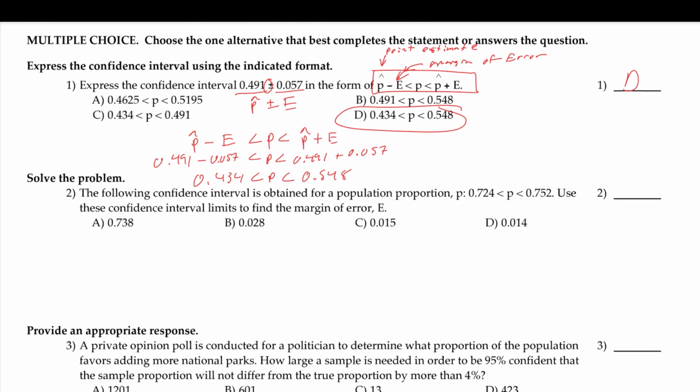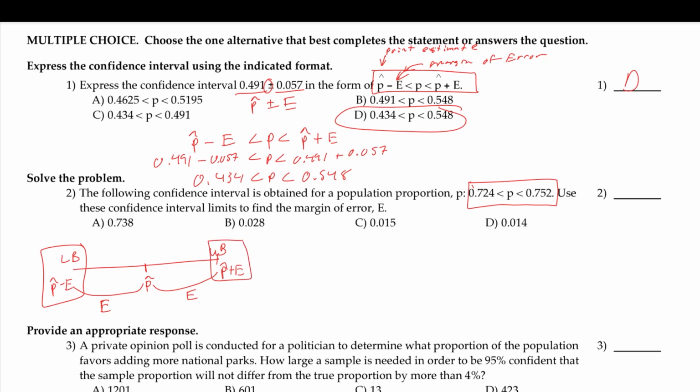Second question here. The following confidence interval is obtained for the population proportion. That's the confidence interval here. Use these confidence intervals to find the margin of error E. Okay. Now, there is a formula for the margin of error because of the fact that we have our lower bound and our upper bound, right? And at the center, you're always going to have your sample proportion, right? And this distance here is the margin of error. This distance here is also the margin of error. So over here we have p hat minus E, and this is p hat plus E, right? That's what the lower bound and upper bounds are.